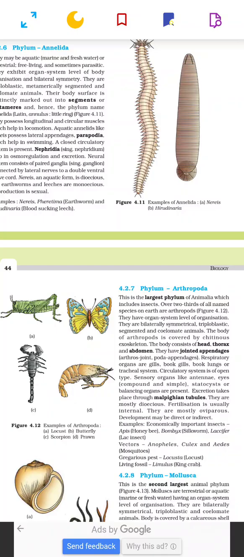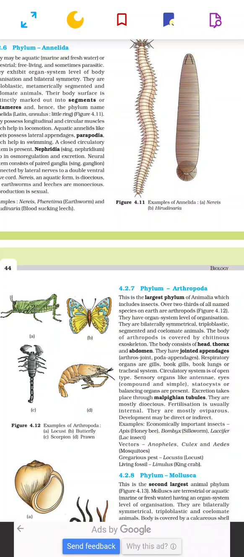Respiratory organs are gills, book lungs, or tracheal system. Circulatory system is of open type. Sensory organs like antennae, eyes, compound and simple, and statocysts or balancing organs are present. Excretion takes place through Malpighian tubules. They are mostly dioecious. Fertilization is usually internal. They are mostly oviparous. Development may be direct or indirect.